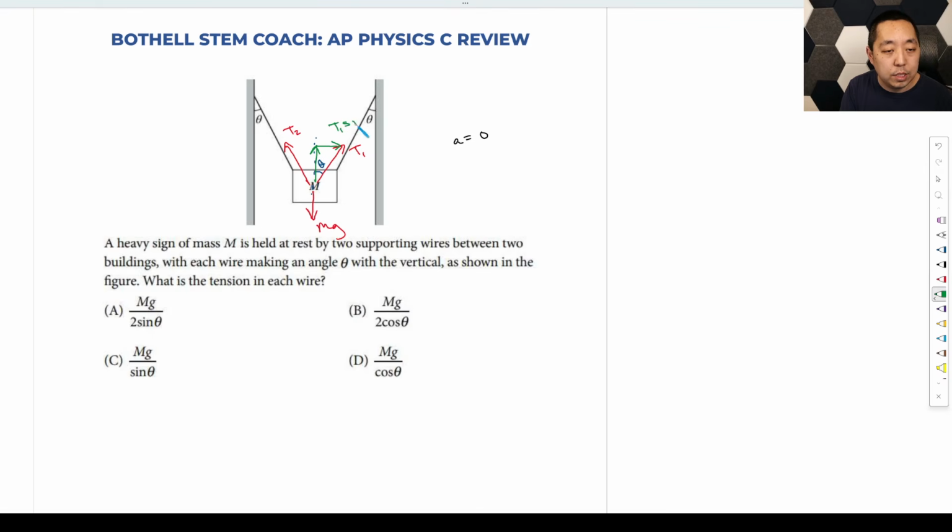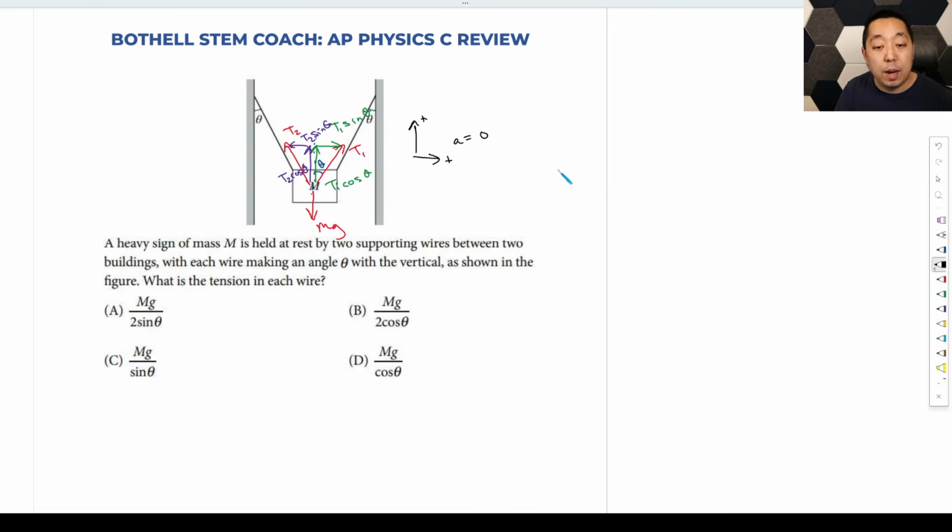This is going to be T1 sine theta. This is T1 cosine theta. Then we want to decompose T2 into an upward and a leftward force. This is T2 sine theta, and then T2 cosine theta. Then we're going to sum up in the x and the y directions. We'll assign positive. We'll say up's positive. We'll say right is positive.